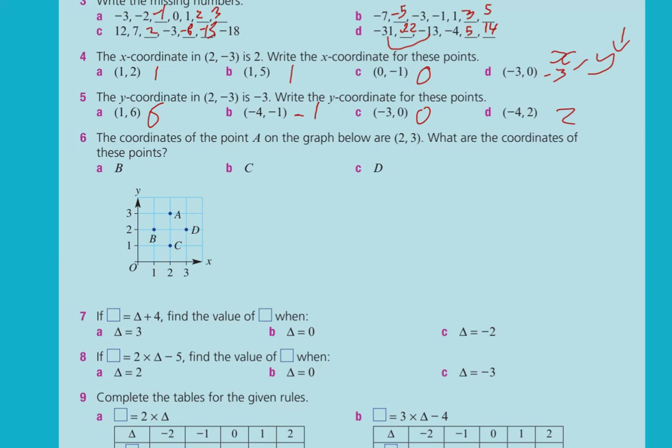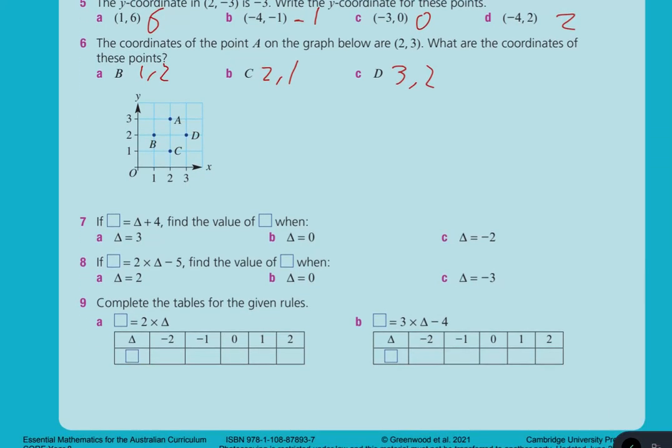The coordinates of the point A on the graph below are (2, 3). What are the coordinates of these points? So B is at (1, 2). So remember, go sideways first. C is at (2, 1). D is at (3, 2).